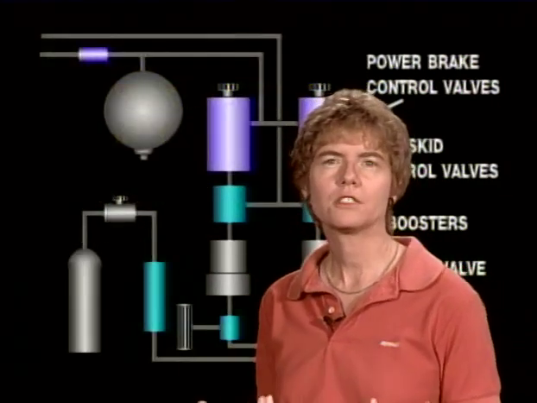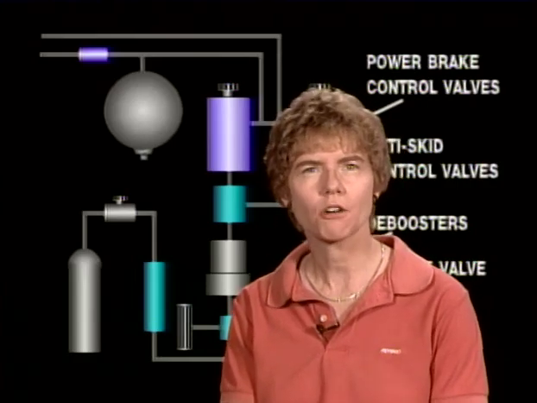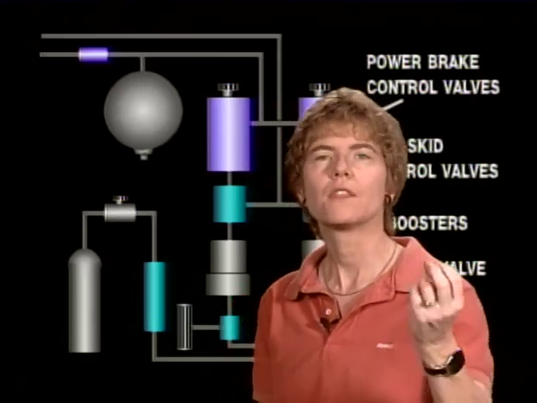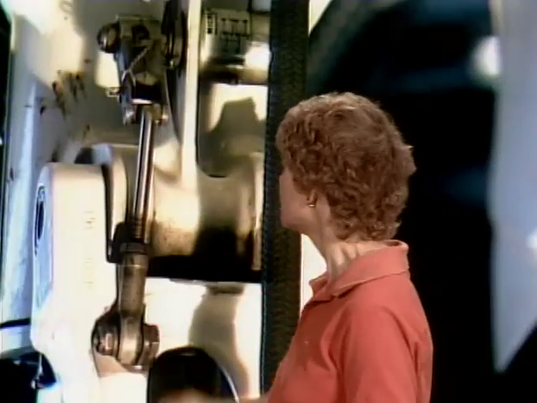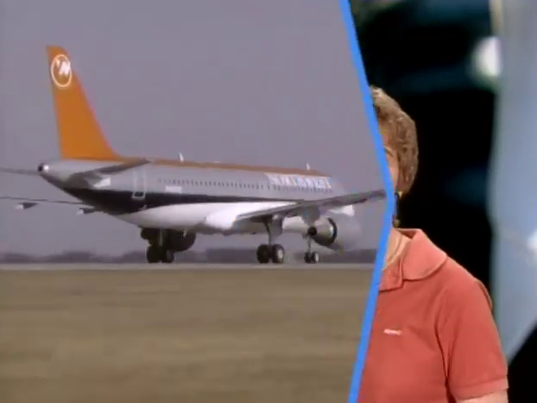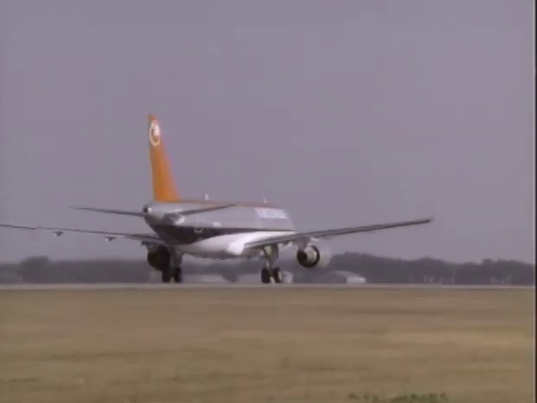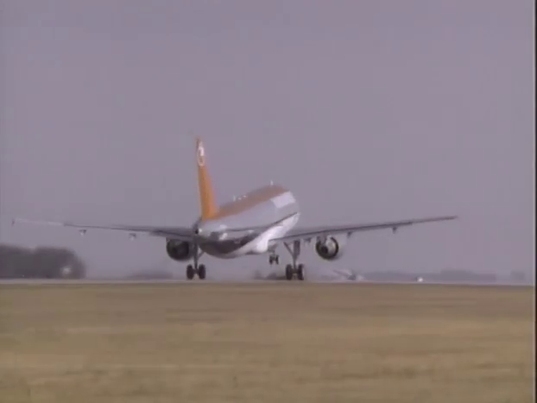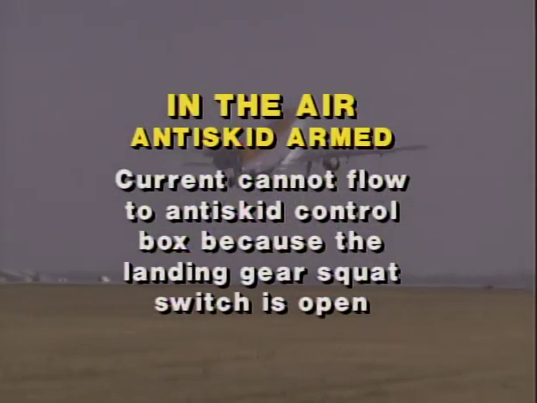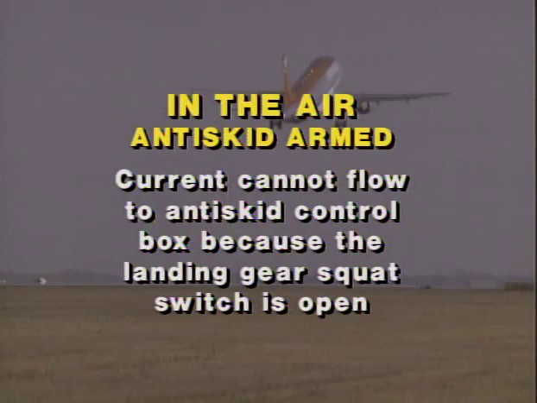Now, the anti-skid system is deactivated on takeoff, and what deactivates it is the landing gear safety switch. That same landing gear safety switch we talked about before on the main gear strut, when it closes at liftoff, the anti-skid system is deactivated. In the air with the anti-skid armed, current cannot flow to the anti-skid control box because the landing gear squat switch is open. What this means is you cannot apply the brakes until the weight is on the wheels. And that's good because it prevents landing with the brakes locked and blowing the tires.